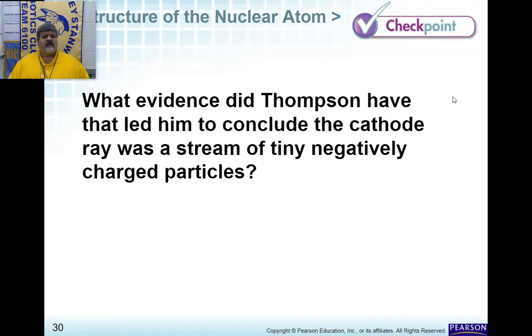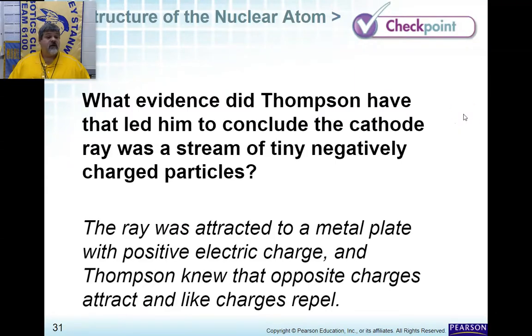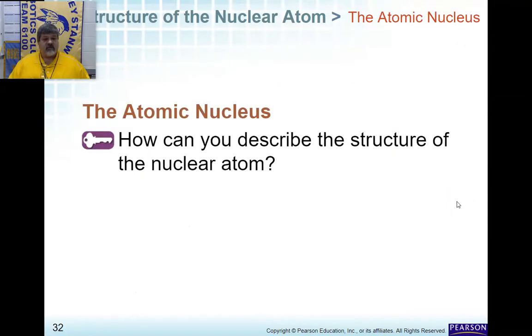Okay, so what evidence did J.J. Thompson have that led him to conclude the cathode ray was a stream of tiny negatively charged particles? Well, the ray itself was attracted to a metal plate with a positive electric charge. And Thompson knew that opposite charges attract and like charges repel. So because it was attracted to that positive plate, those particles must be negatively charged.